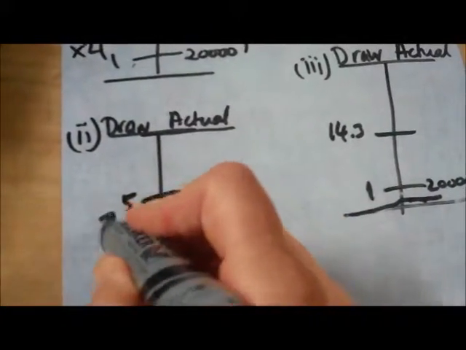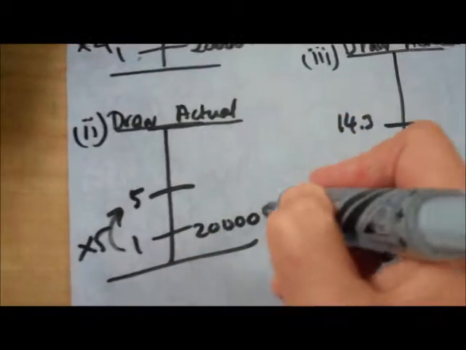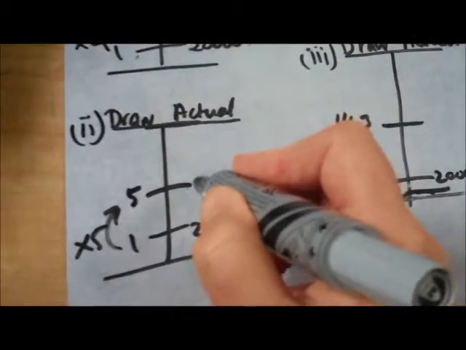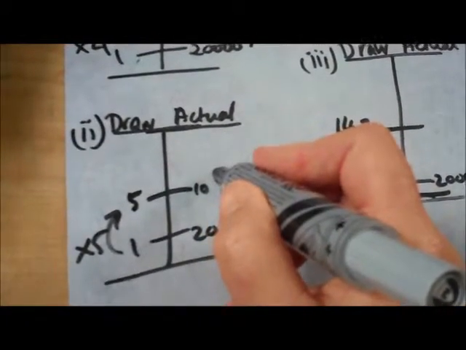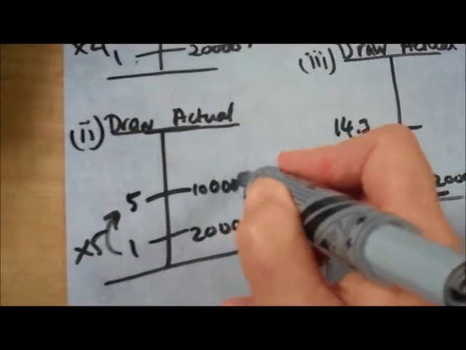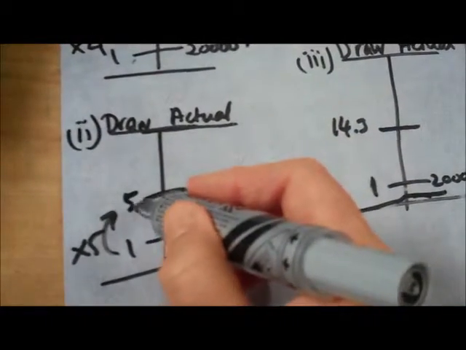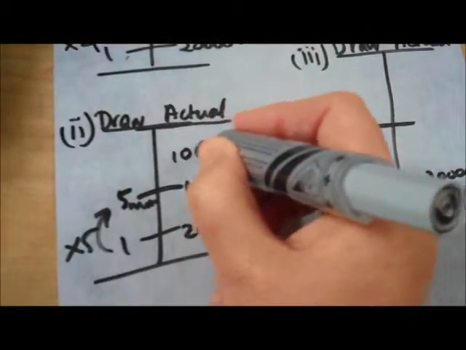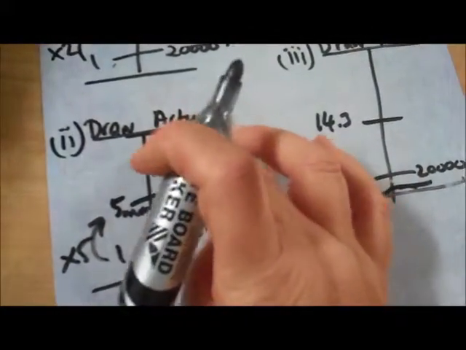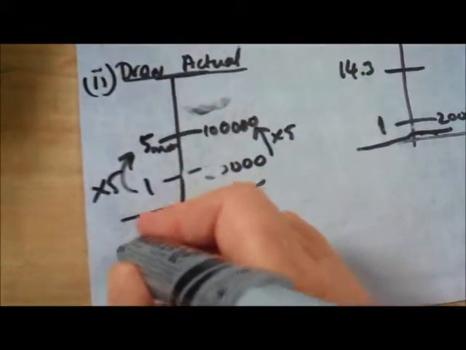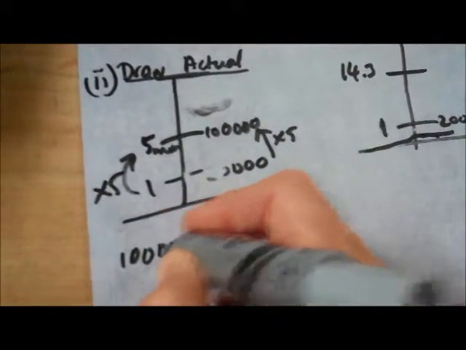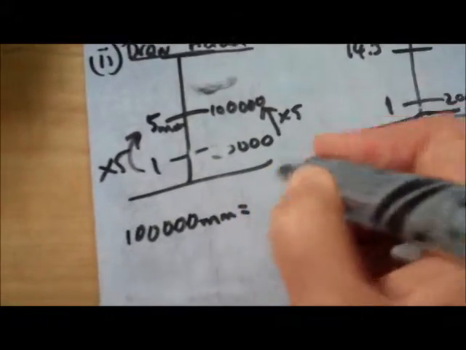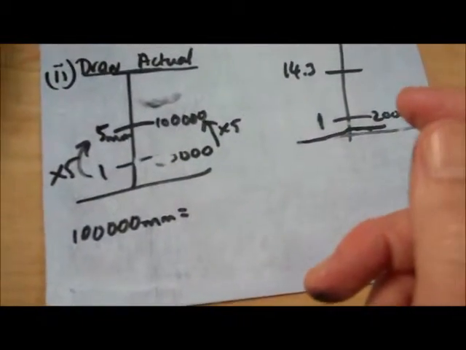Let's have a look at 5 millimetres. So here I'm timesing by 5, so I would get 100,000. But this time, because this is millimetres, this is also millimetres. So now I've got 100,000, let me write it down here actually, it'll be easier. 100,000 millimetres is not your best practical unit, is it?